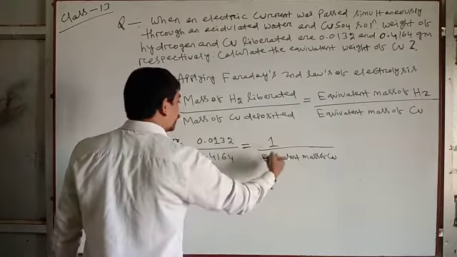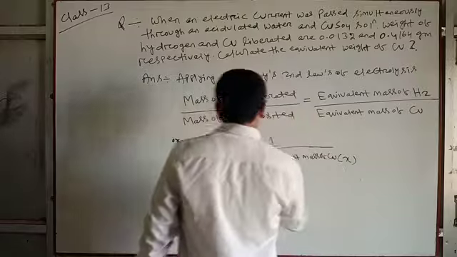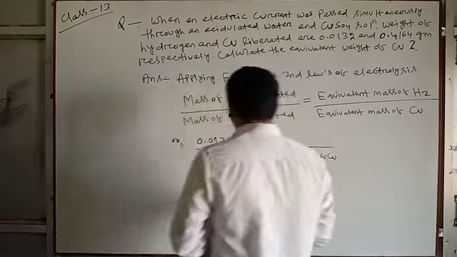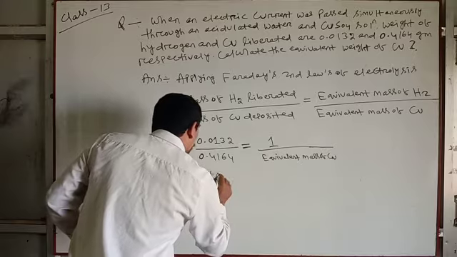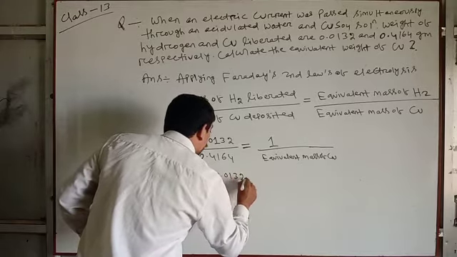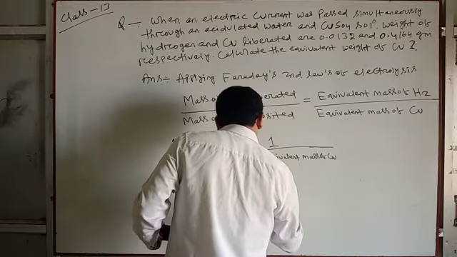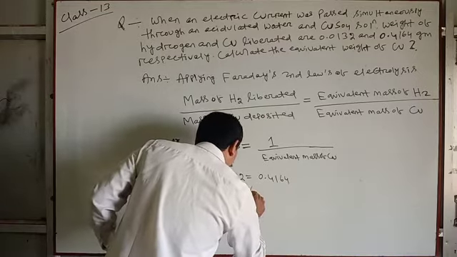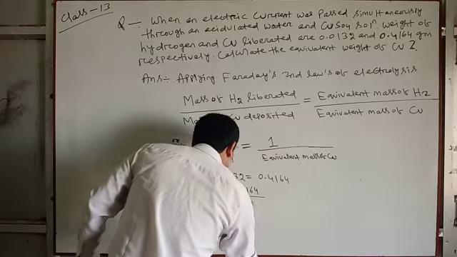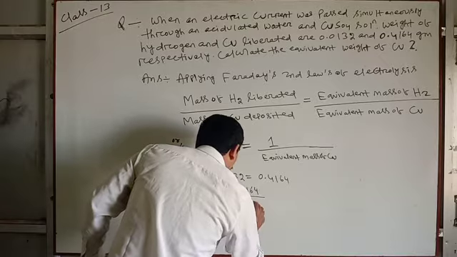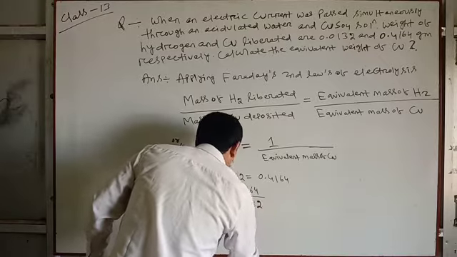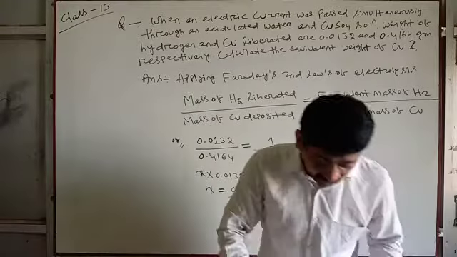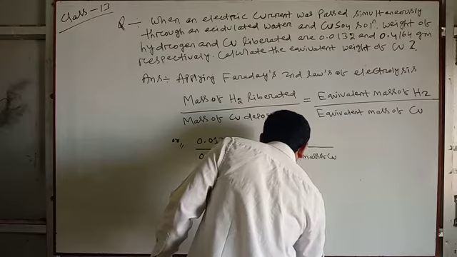Suppose you put it as x, then you have to calculate the x value. x into 0.0132 equals 0.4164, or x equals 0.4164 divided by 0.0132. The answer is 31 point something, 31.5.